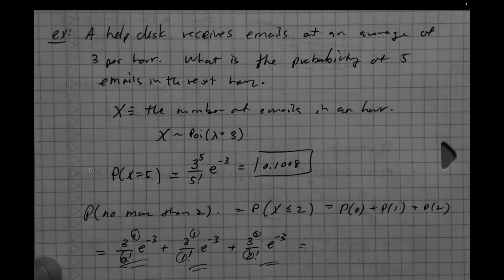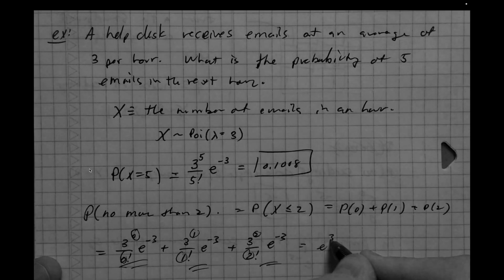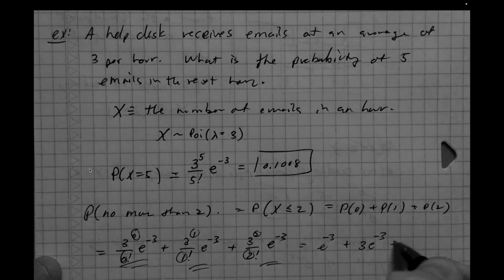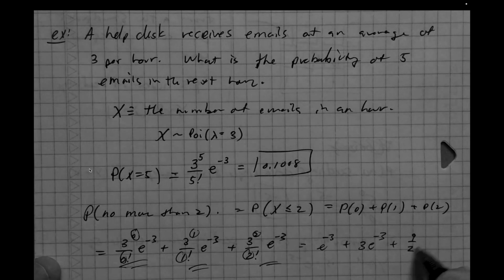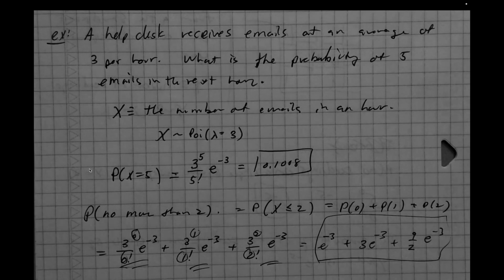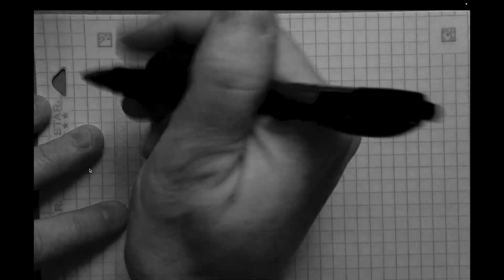And so when you do this, you would get like what? e to the negative 3 power, plus 3 times e to the negative 3, plus, and this will be 3 times 3 is 9 over 2, 9 halves e to the negative 3, right? And you can simplify that or convert that to a decimal as you see fit. Okay, so that's the Poisson distribution and a bunch of examples. Let's talk about the mean and the variance here.